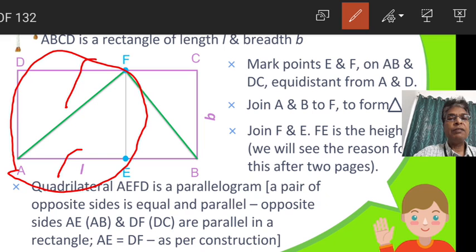And by construction we have marked AE equal to DF, right? That is what is the first point we have done, mark equidistant. Since a pair of opposite sides is equal and parallel, one of the properties of a parallelogram, the quadrilateral AEFD is a parallelogram. So now we will move to the next page where we will see further on this.